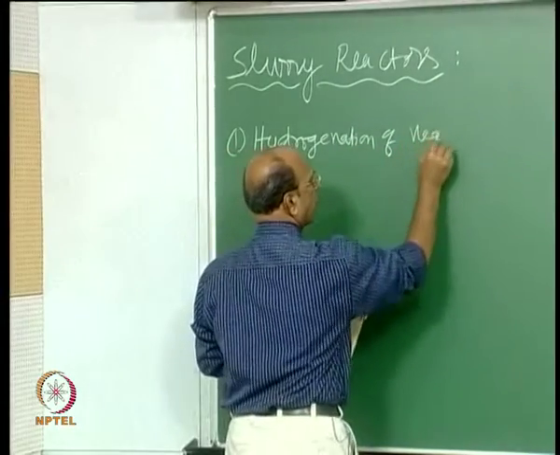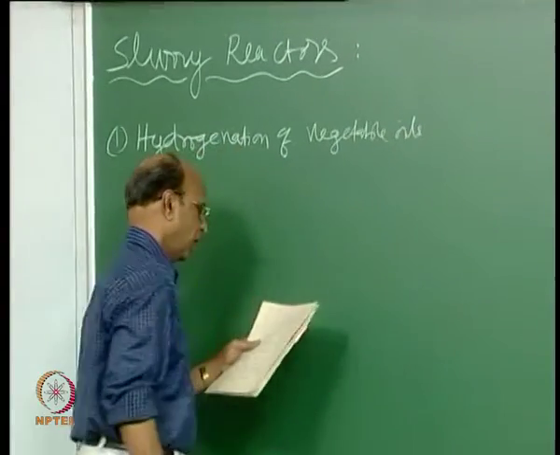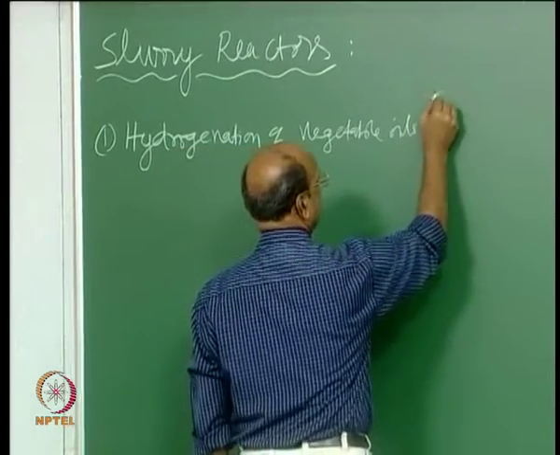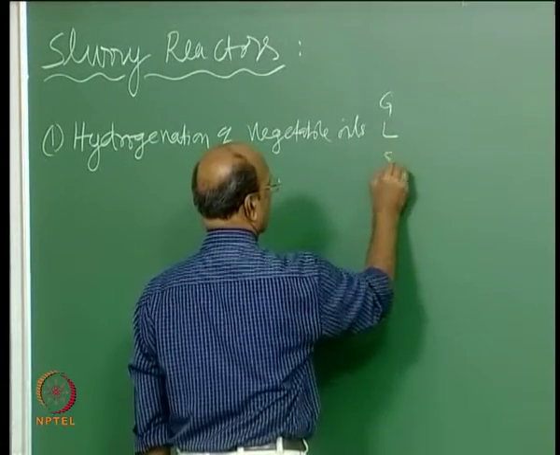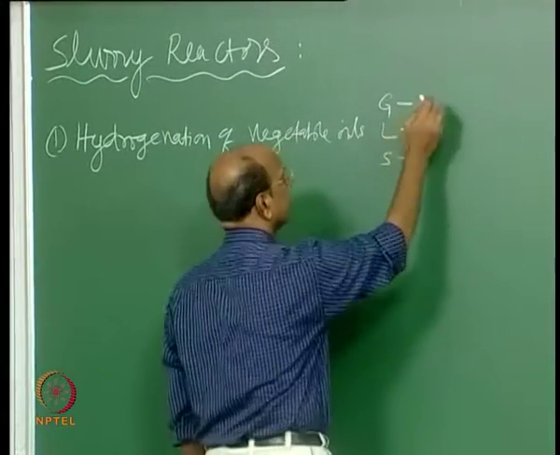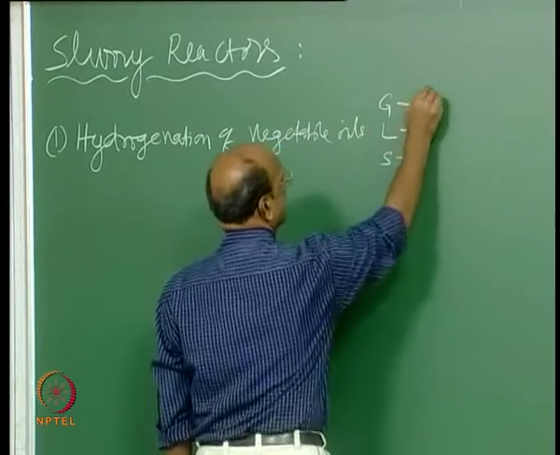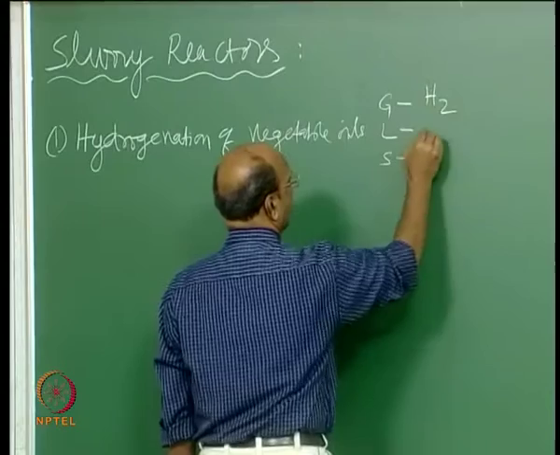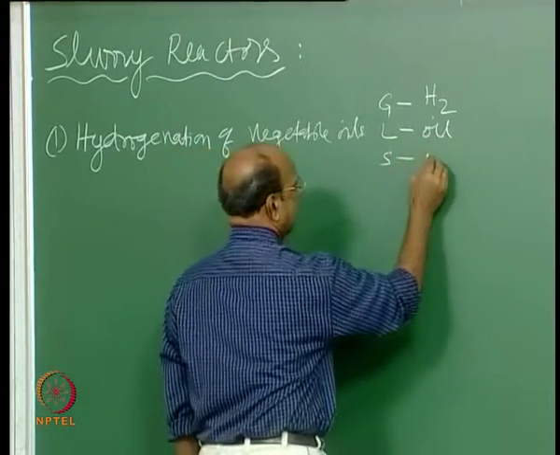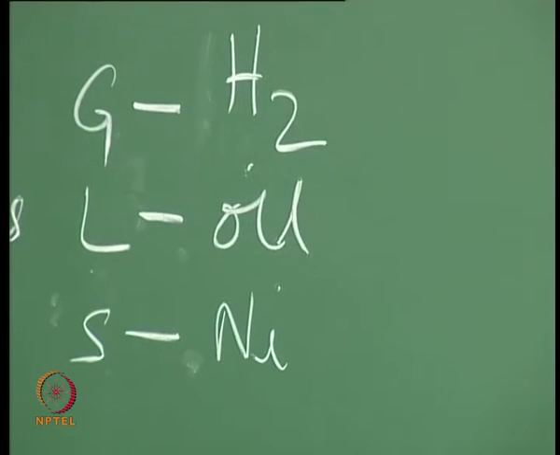Hydrogenation of vegetable oils. Okay. So, here what is gas, what is liquid, what is solid? So, this is unsaturated oil, this is hydrogen, this is oil unsaturated, this one is catalyst, nickel, nickel catalyst, Ni.